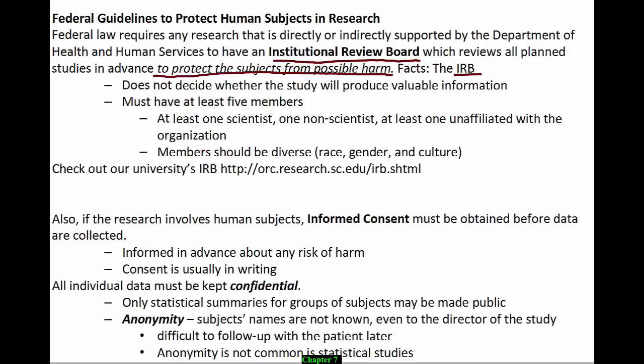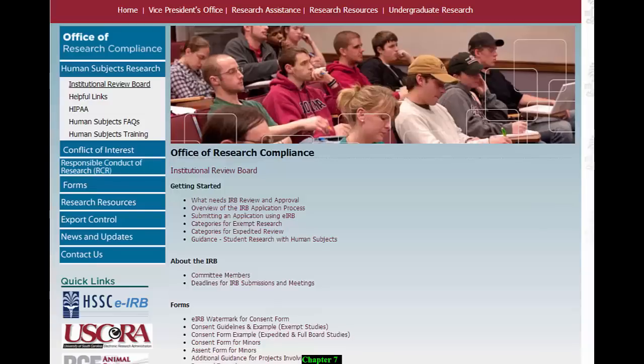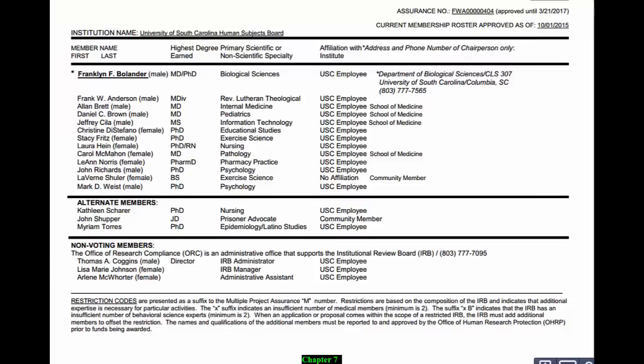Check out our university's Institutional Review Board. Our university's main page on the Office of the Vice President for Research, on research compliance, where we drill down to the Institutional Review Board, has the committee members listed right here. If we click on that link, it pulls up a file with the names of our Institutional Review Board members. Take a look at the names on the screen. Do you know any of these faculty? I'd be willing to bet some of you have them as your professors.